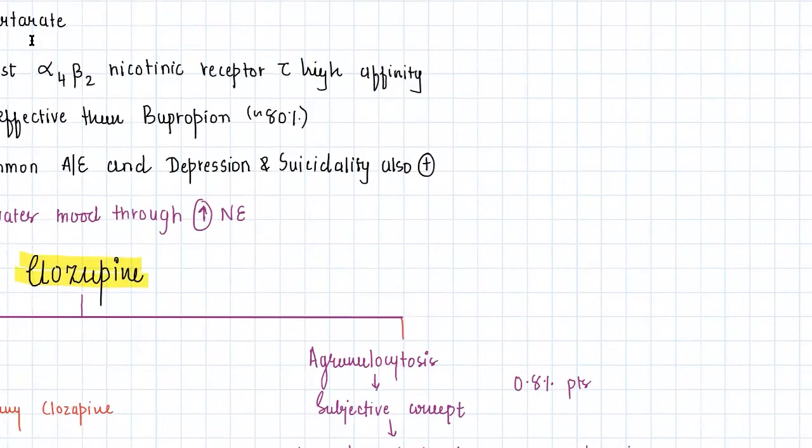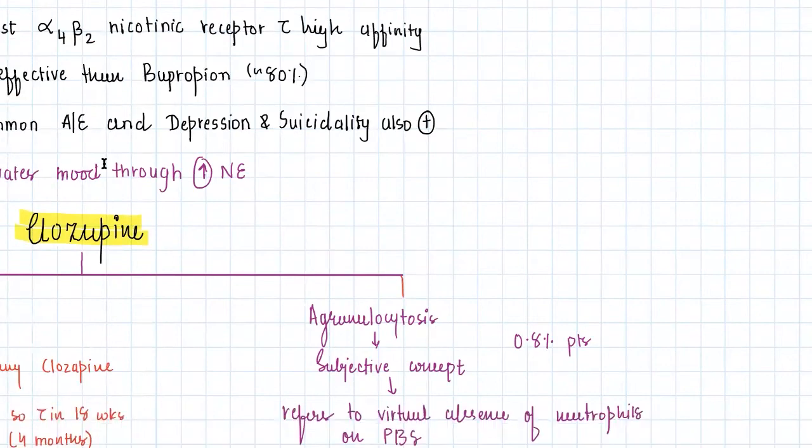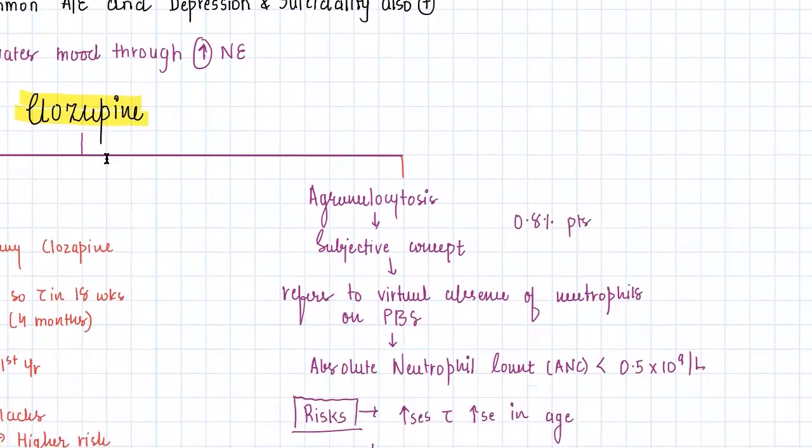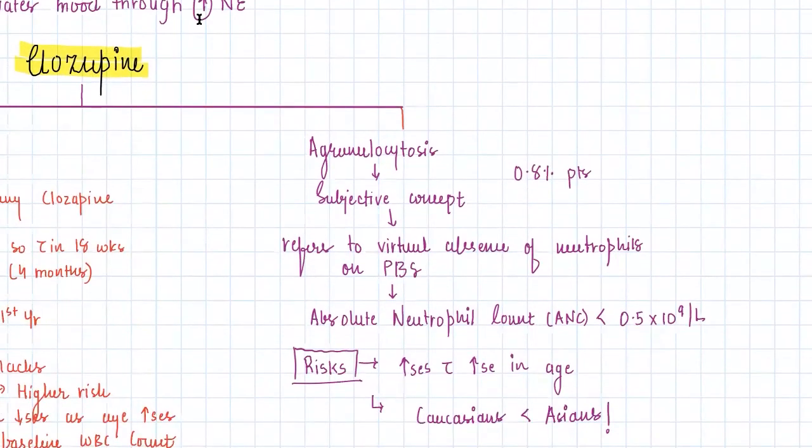Then you have varenicline. Varenicline is a partial agonist at alpha-4 beta-2 nicotinic receptors with high affinity, much more effective than bupropion, and nausea is a common adverse effect. Depression and suicidality can also be caused. Caffeine elevates the mood through increase in norepinephrine.